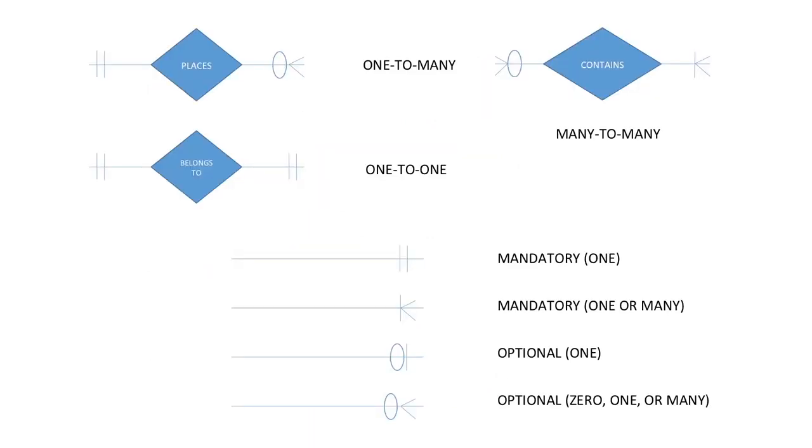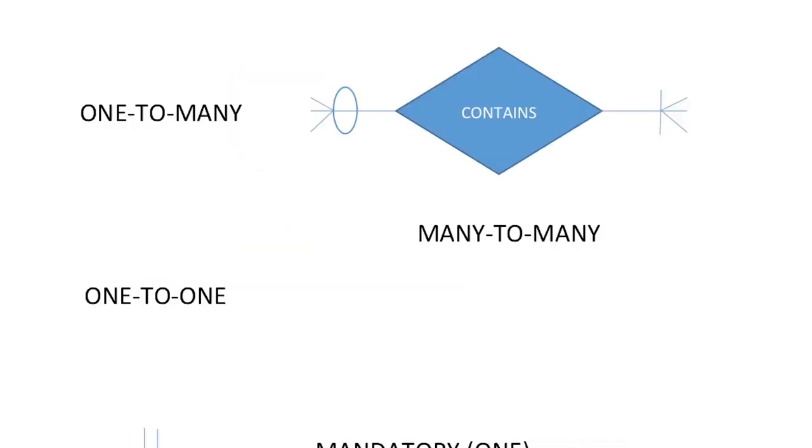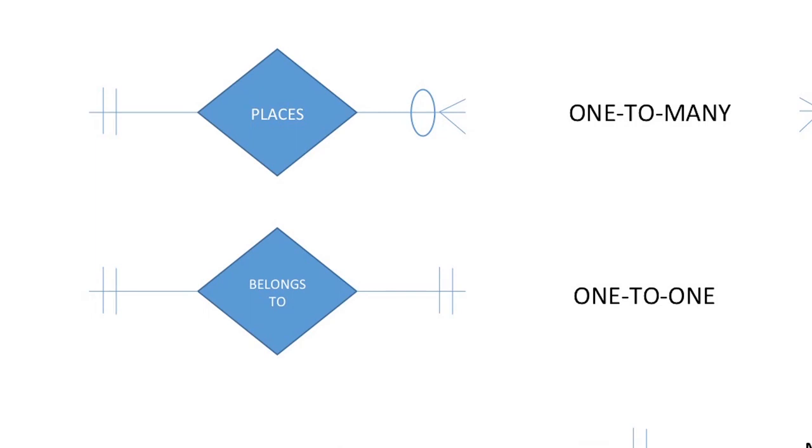What about the relationships? We have several relationships in this diagram. So we can have a relationship called places. A customer places order. One customer can place many orders. We have the relationship contains. The order contains the menu item. And many orders can actually contain many menu items. We have another relationship, belongs to. The menu item belongs to a menu type. One menu item has one menu type.